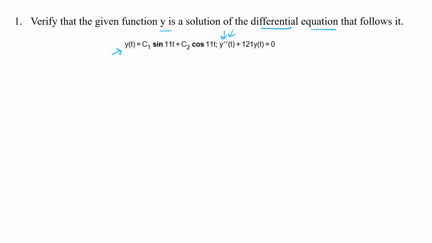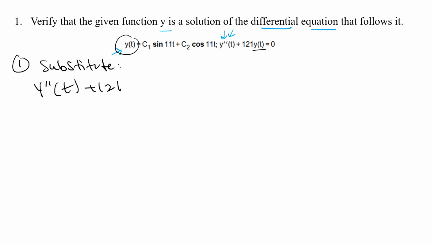All right, so first, let's go ahead and substitute, okay? We're going to substitute our y into our differential equation. So we're just simply going to rewrite it, y double prime of t plus 121. Now, in the place of y of t, we're going to simply write all of this, okay? So we got 121 times c sub 1. C sub 1 is just some constant, okay? So just simply rewriting all of this into the place of our equation, okay?